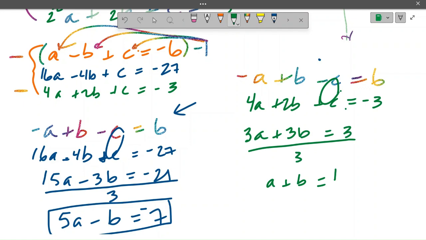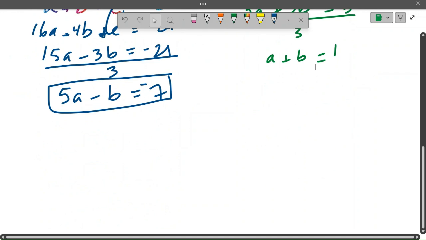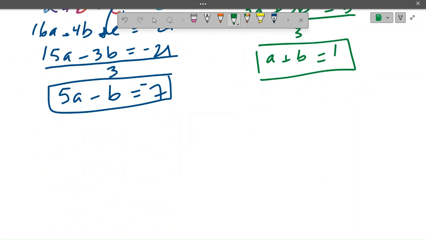All right, so now we have 2 equations that just have a and b together. And what we are going to do is use the elimination method to eliminate one of the variables. So I'm going to write them as a system of equations again. So we have 5a minus b equals negative 7. And we have a plus b equals 1.